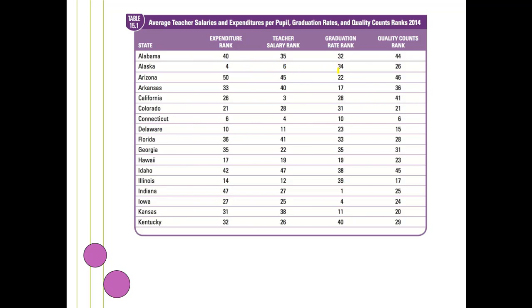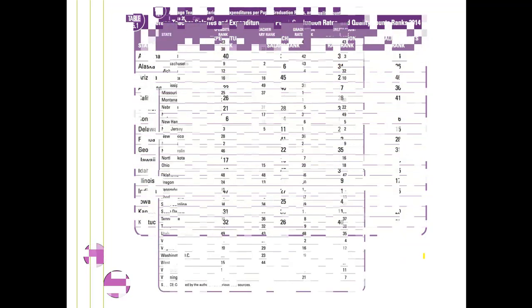But as we see, graduation rate does not necessarily correlate directly with how much you spend. So we can look at some of these. For example, Alaska, of course, is 4th in expenditures, but 34th in graduation, whereas Indiana is 47th. This is pretty fascinating here. Indiana is almost last in how much they spend, but number 1 in their graduation rate. So how do you explain that?